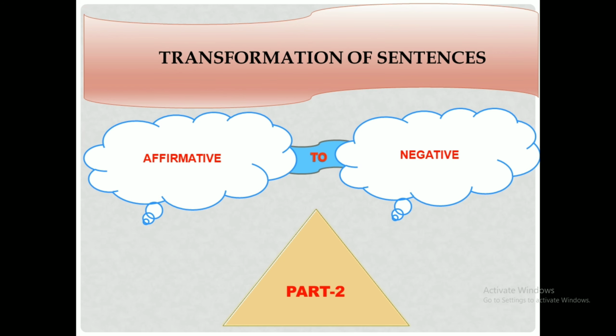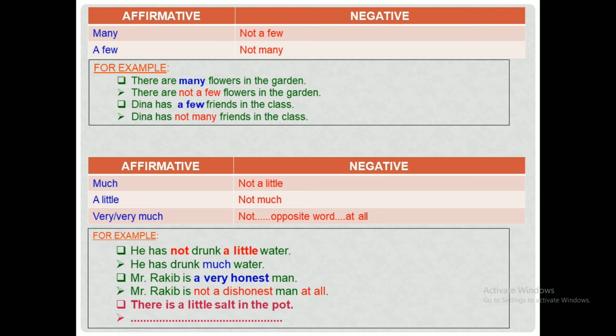Those who watched my previous class know that it was on transformation of affirmative to negative and their vice versa. Let's discuss the first rule and the examples below. Many. Many is used in a sentence as a noun, pronoun, adjective, and adverb. Most commonly, it is known to you as pronoun and adjective. However, the expression many indicates a big number or a good number of countable nouns. That means the things that are countable.